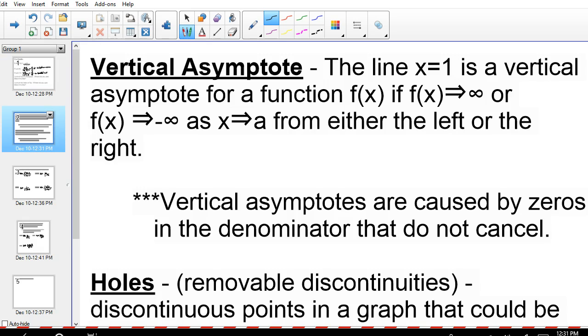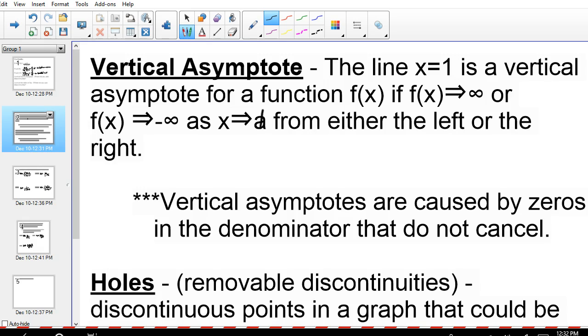So there are 2 types of discontinuities that we're going to talk about in this section. The first is a vertical asymptote. For example, the line x equals 1 is a vertical asymptote for the function f of x if f of x approaches infinity or negative infinity as x approaches 1 from either side, left or right. So what that means is you get closer and closer to 1 from the left or from the right, and that y value is going to go up to infinity or down to negative infinity. So it gives you that vertical line there that you get closer and closer to, but you never actually touch.